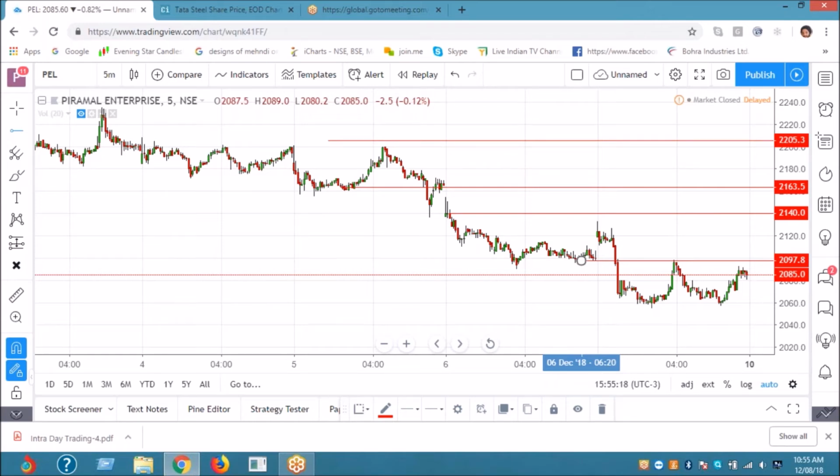Hello, Puneet sir. This is Sunil here. Can you add RSI and stochastic in this stock only and just show us?